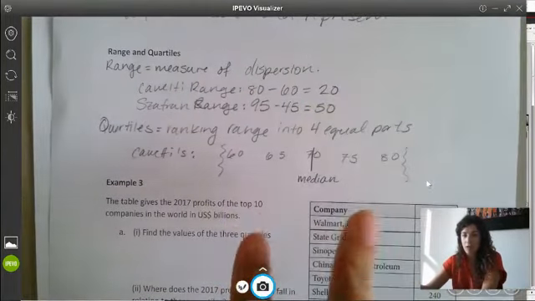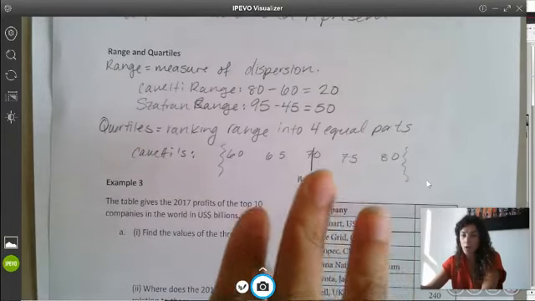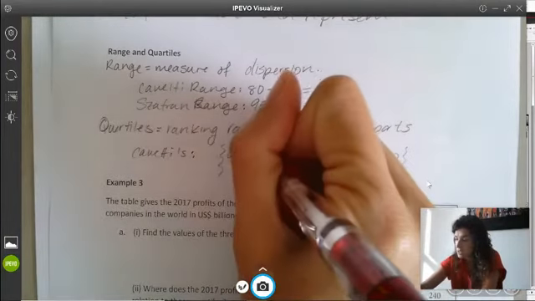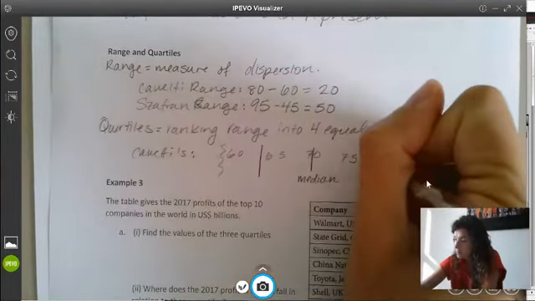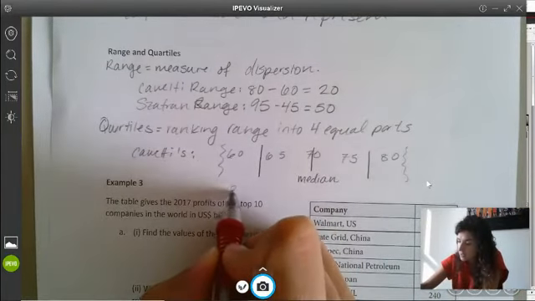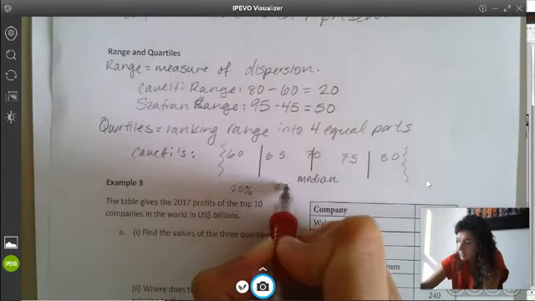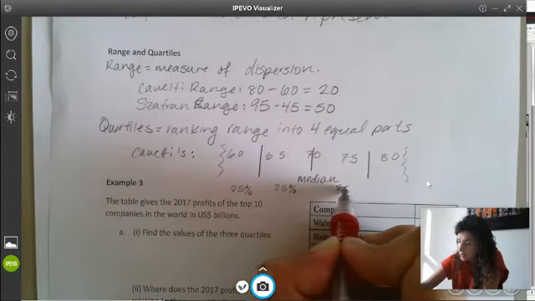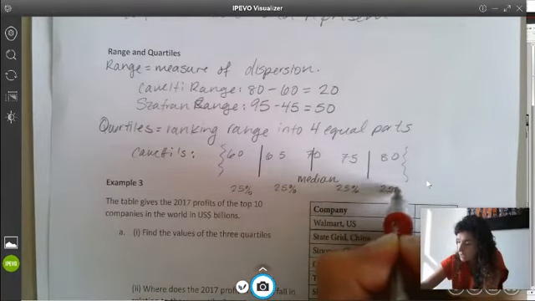We need to chop it in half. We've got 2 equal parts. To get a total of 4, we need to chop it in half again, which means we need to chop it in half here and chop it in half here. So this is 25% of the data. This is 25% of the data, 25% of the data, and 25% of the data.